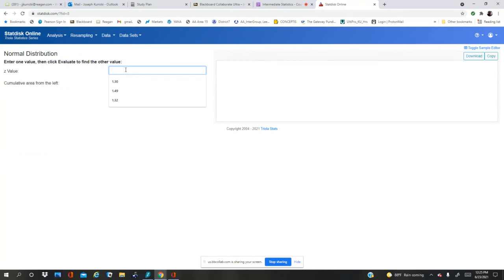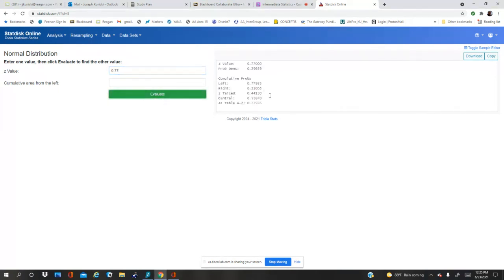So the z-value, you can use the negative or the positive. It's 0.77 to 2 decimal places. And I look for two-tailed. So the p-value is 0.44130.